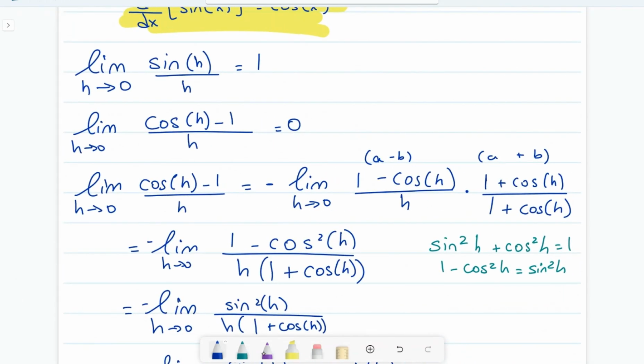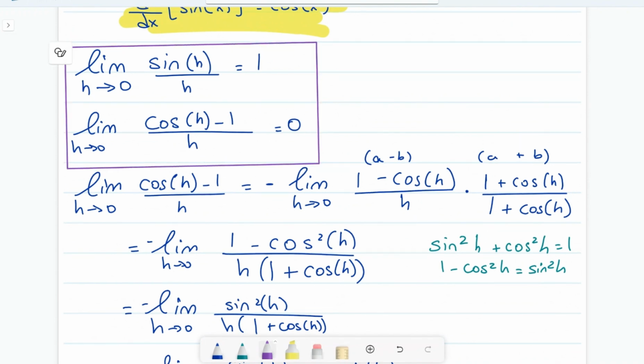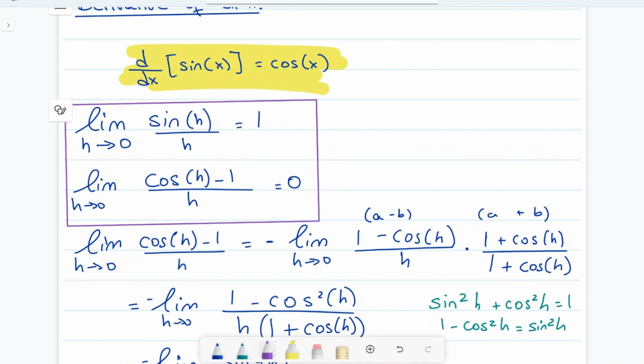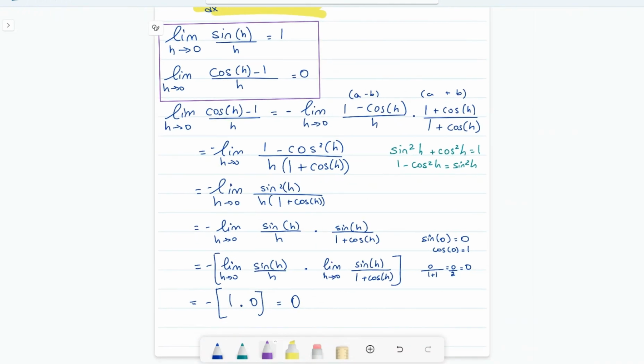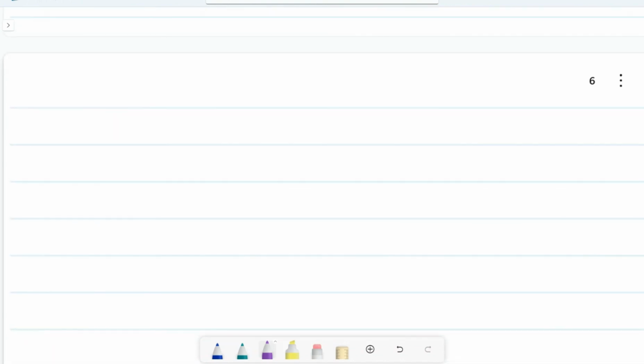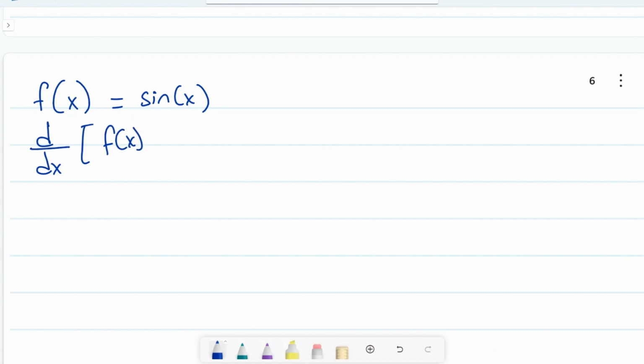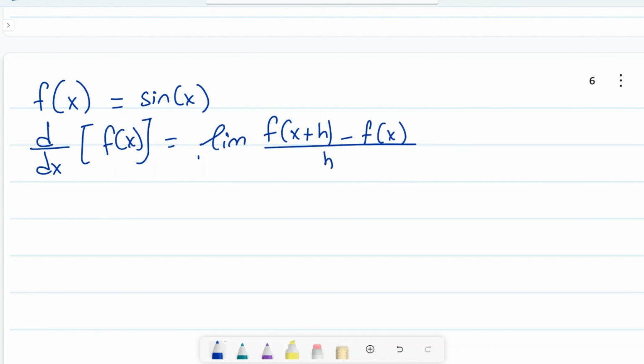And now, using these two facts, these two limits that I have right here, I will prove the derivative of sine of x. As we usually do, we always start by defining a function. Let f of x equal sine of x. So the derivative of f of x, and again, let's start with the definition. This is f of x plus h minus f of x divided by h as h approaches 0.